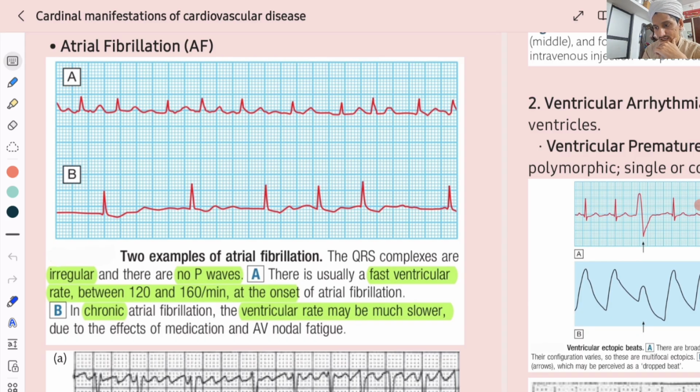Here you see the second type of AF. You are not seeing much fibrillary waves in between, but here you are seeing fibrillary waves in between. So the QRS complexes are irregular and there are no P waves in the AF. There is usually a fast ventricular rate between 120 and 160 per minute at the onset of atrial fibrillation. In chronic atrial fibrillation, the ventricular rate may be much slower due to the effects of medication and AV nodal fatigue. You are giving medications, that's why these fibrillary waves are blocked. That's why you're not seeing those things.